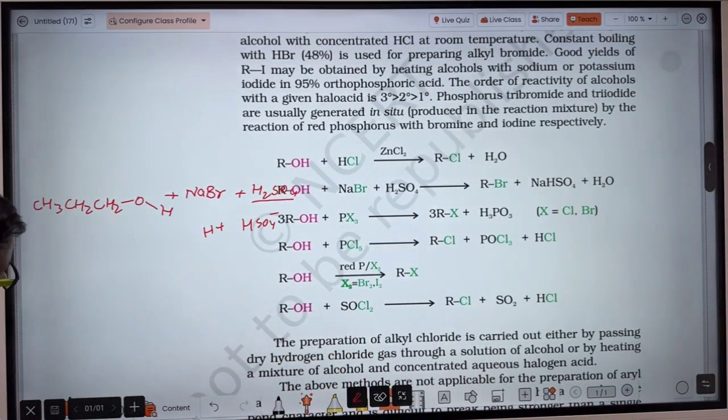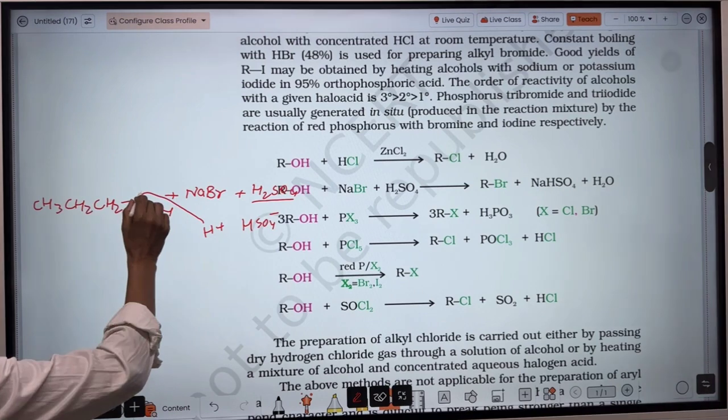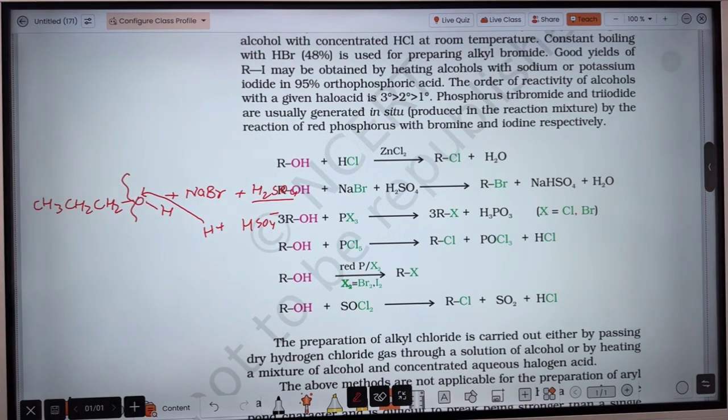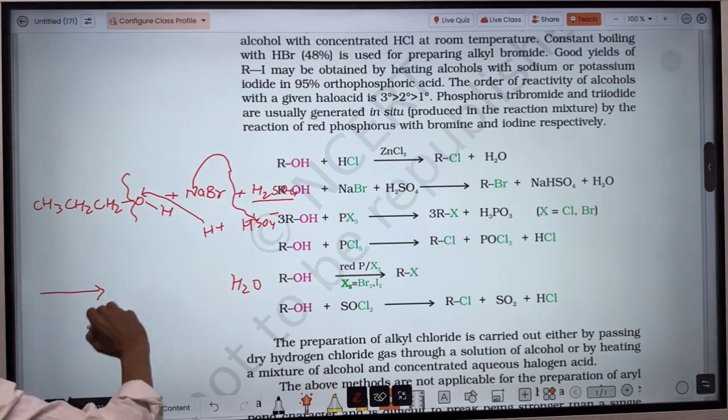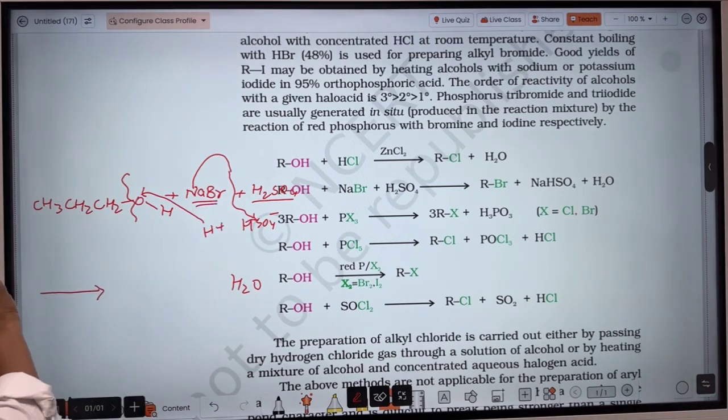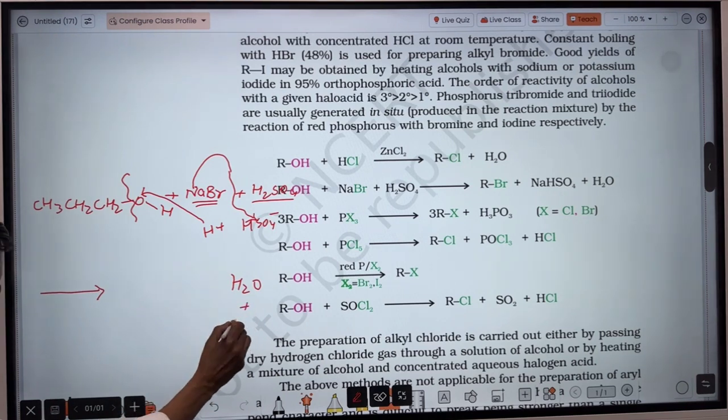So from H2SO4 here, this H plus will combine with the oxygen, so that becomes H2O. The Na plus of NaBr combines with HSO4 minus, so that will become NaHSO4.